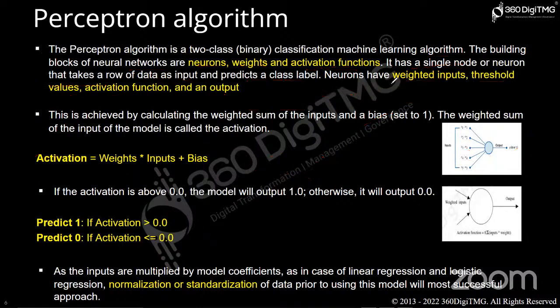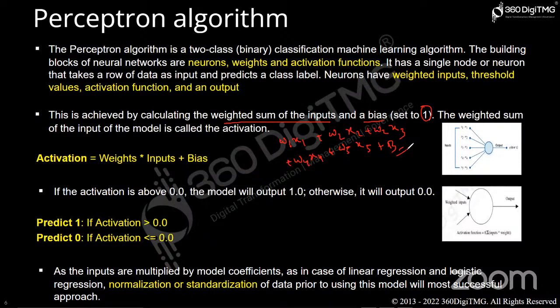Okay, we'll see the better diagram later. Now, this can be achieved by calculating the weighted sum of all the inputs and a bias. Generally, it is set to 1. So it is nothing but w1 x1 plus w2 x2 plus w3 x3 plus w4 x4 plus w5 x5 plus our bias. Okay, bias, the extra error term.